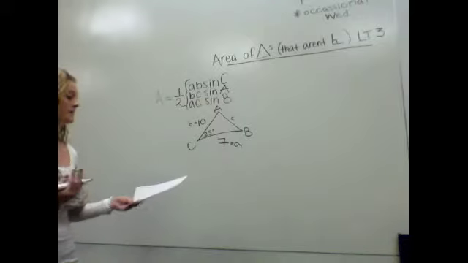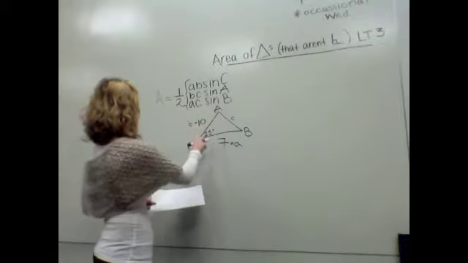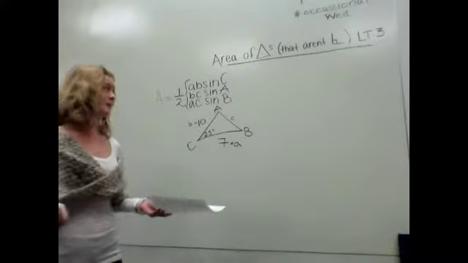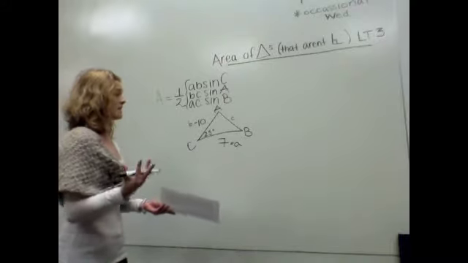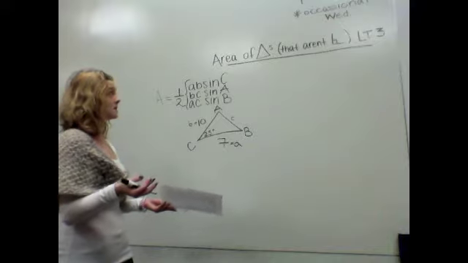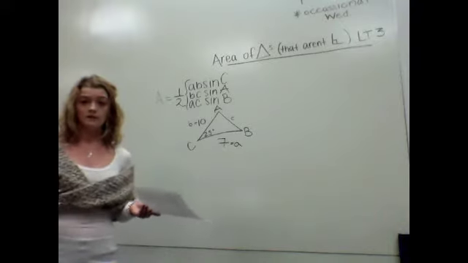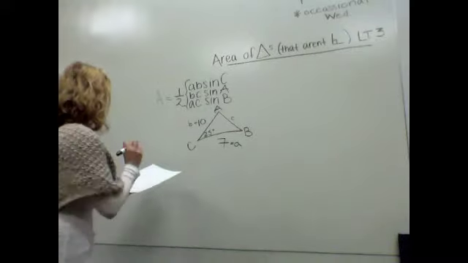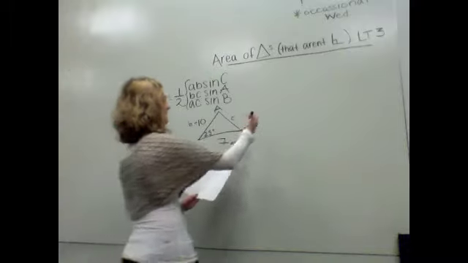Whenever you are given basically a side-angle-side triangle, you're going to use this area formula. Now, if you're not given the information that you need to complete this portion, you can, of course, jump into finding missing side pieces, which is, again, law of cosines or law of sines, which is in a different video.